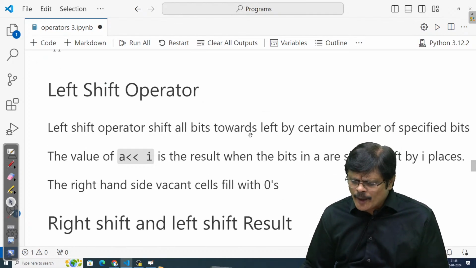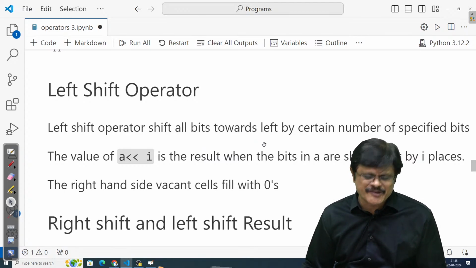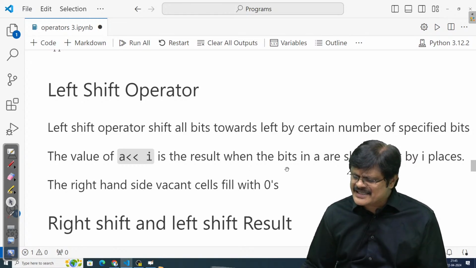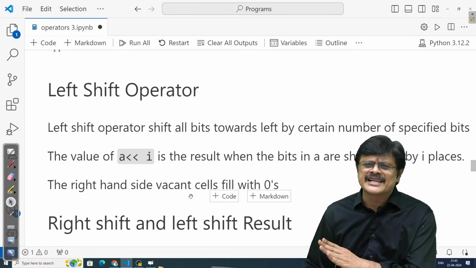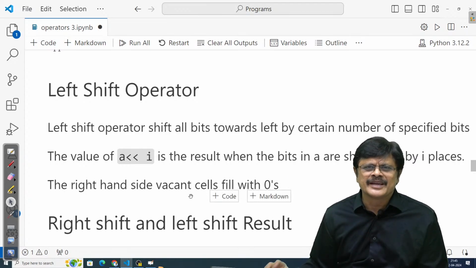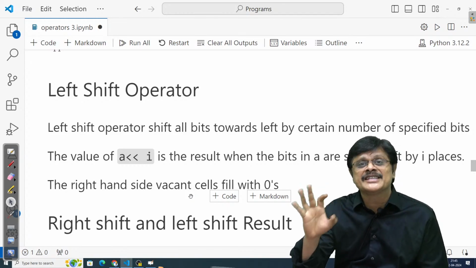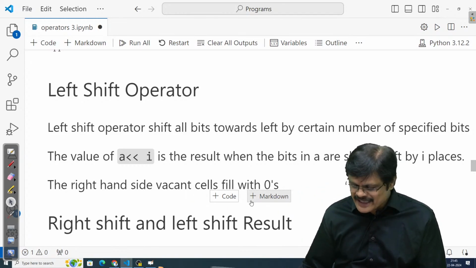The left shift operator shifts all bits towards the left by a certain number of specified bits. When you have a left shift by I places, the bits in A are shifted left by I places, and the right-hand side vacant bits are all filled with 0. You will see this clearly, my dear friends.